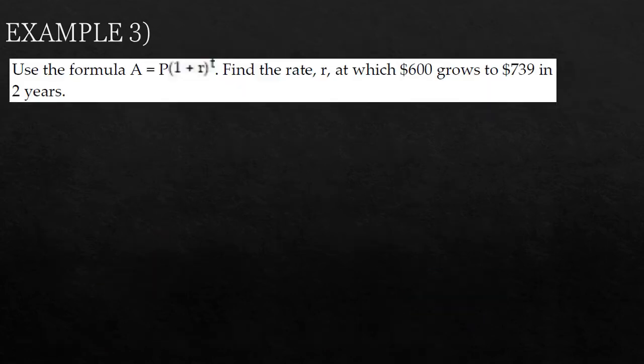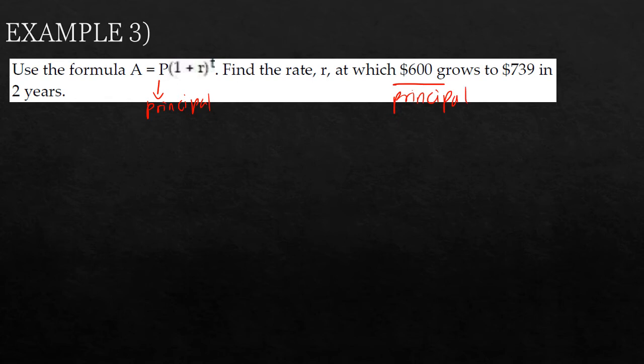All right, formula. So we have an interest formula here. And it says, using the formula A equals P times 1 plus R to the T, find the rate at which 600 grows to 739 in 2 years. So our formula is pretty self-explanatory. What P stands for, it's called our principal, and your principal is, what do you start with? So P is our principal. What am I starting with? Well, I'm starting with $600.